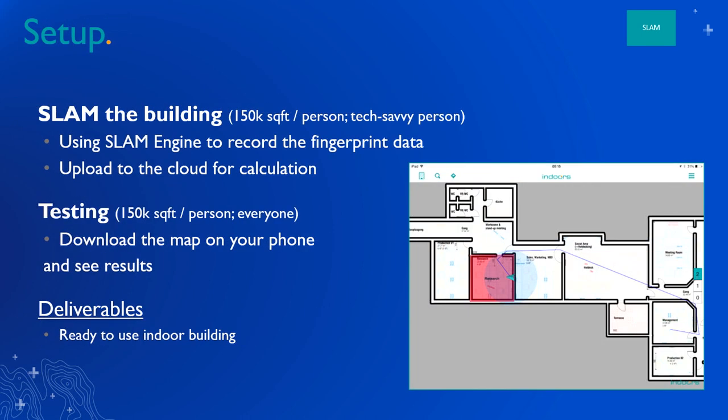So I think the next slide has a... Yeah, here you can see a walking path. SLAM the building. Yeah, exactly. Use the SLAM engine to record the fingerprint data. As I said, you take a recording on site with a mobile device. We typically use Android. We can make it work on iPhones too. Android's just easier because it's more accessible, and you can quickly put a custom app onto Android, which is not so easy with an iPhone. Then we test it a little bit, and then you get your indoor positioning system delivered. That's the delivery. And then there is the blue dot, and you can do all the nice things with it that all indoors does. Yeah, all of them.